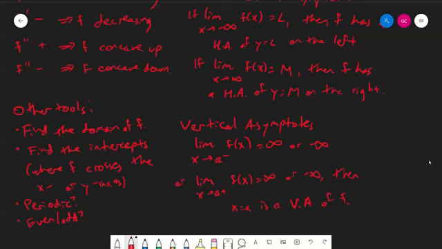Well, in the next lecture, we're going to look at an example, and I'm mostly going to focus on using information from the first and second derivatives, as well as information about the horizontal and vertical asymptotes.